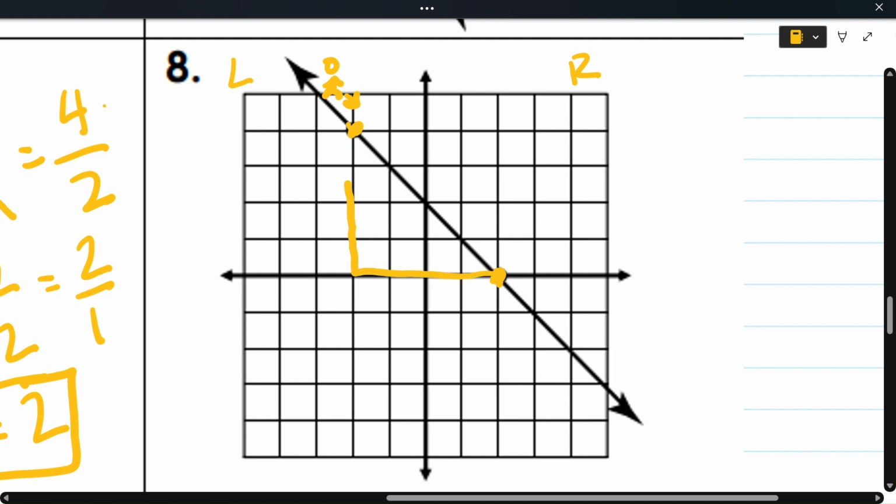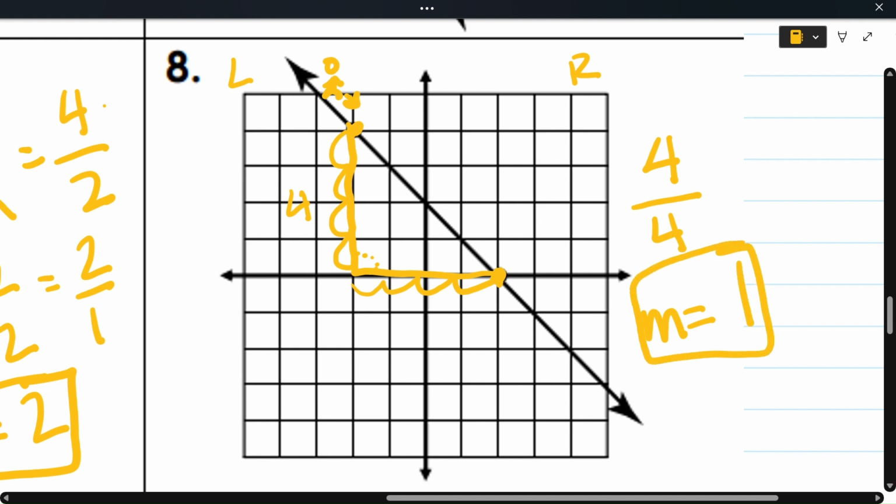I'm going to color in my points. I'm going to draw my little triangle. Make sure it has a little right angle here. I'm going to count my vertical space: 1, 2, 3, 4. So my rise is 4. And then I have 1, 2, 3, 4. What's 4 divided by 4? 1. So my slope is 1.